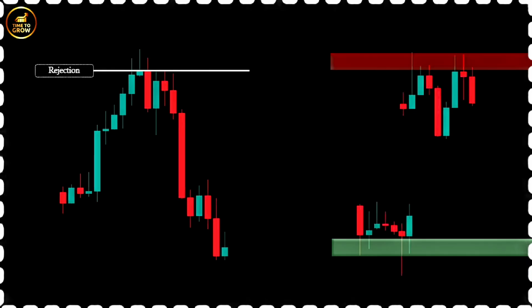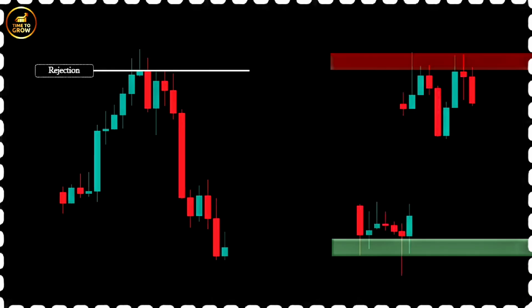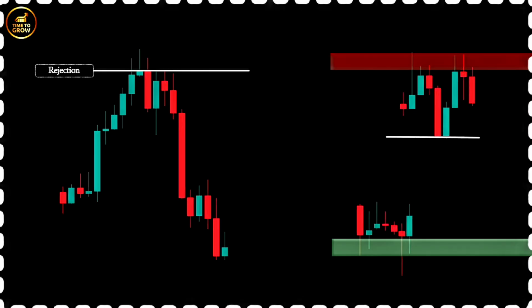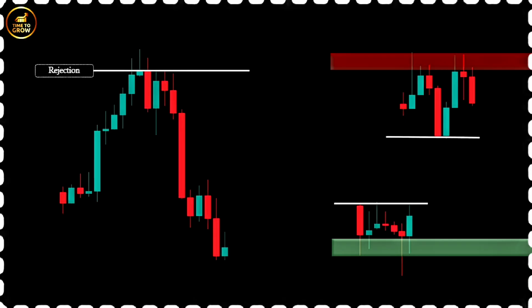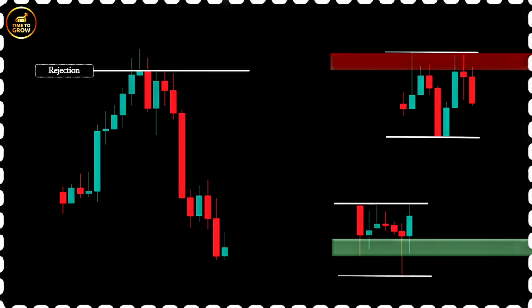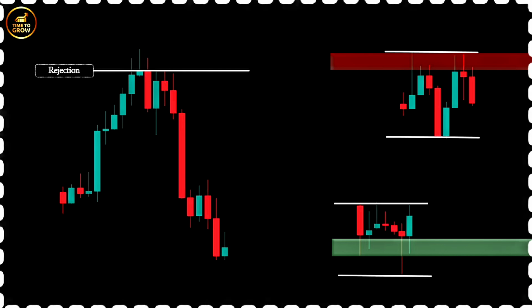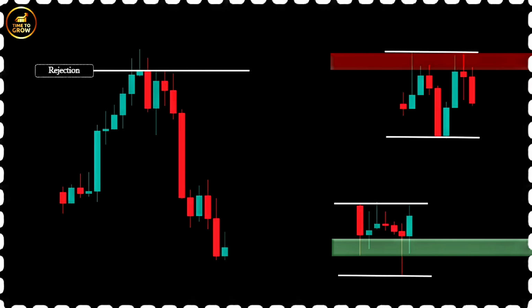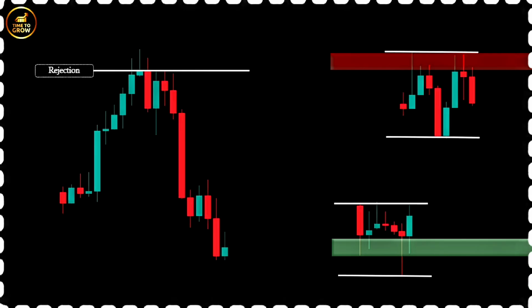But remember, do not enter the reversal trade until price breaks the range. After entering, stay in the trade until a candle closes outside the rejection zone. This rejection zone acts like a protective barrier for your stop loss. So keeping a strict stop loss is important.